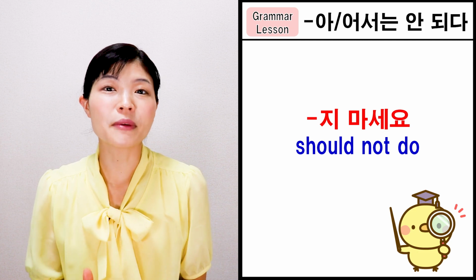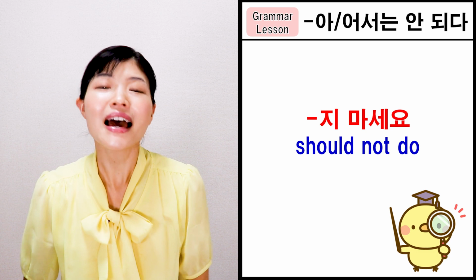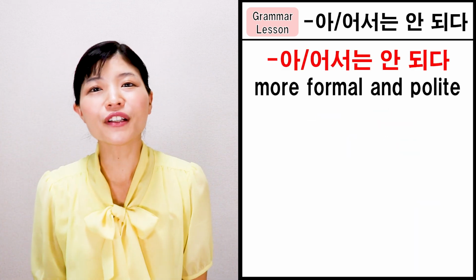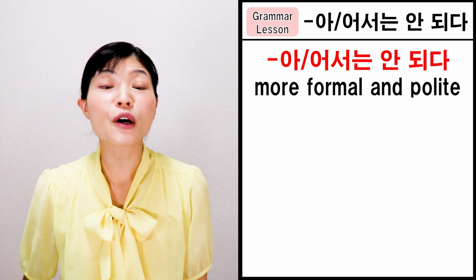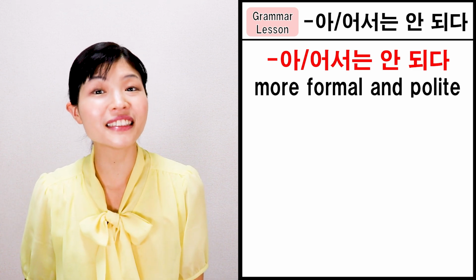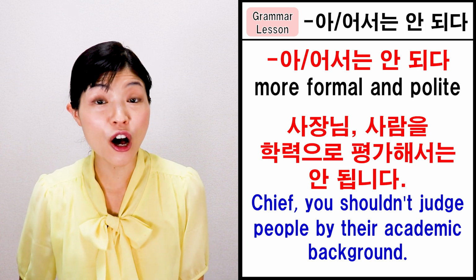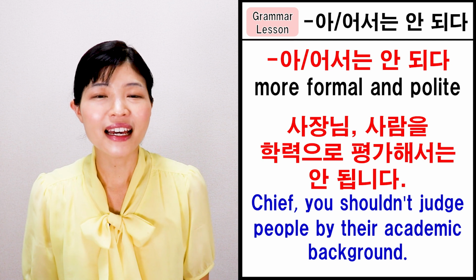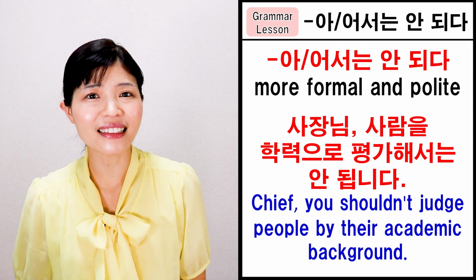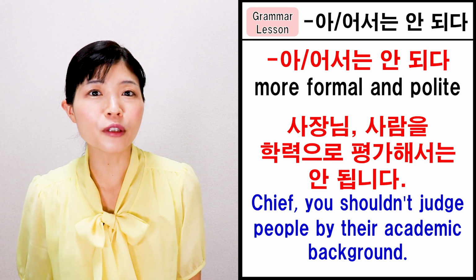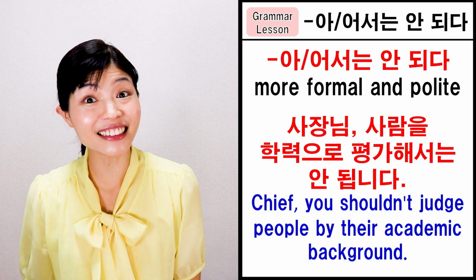Yes! Today's grammar is pretty similar to 쥐 마세요, should not do. However, 아어서는 안 되다 sounds more formal and polite. So Korean people use it in formal scenes. For example, a secretary would talk to a CEO like 사장님, 사람을 학력으로 평가해서는 안 됩니다. Chief, you shouldn't judge people by their academic background. Do you feel the politeness of the sentence?